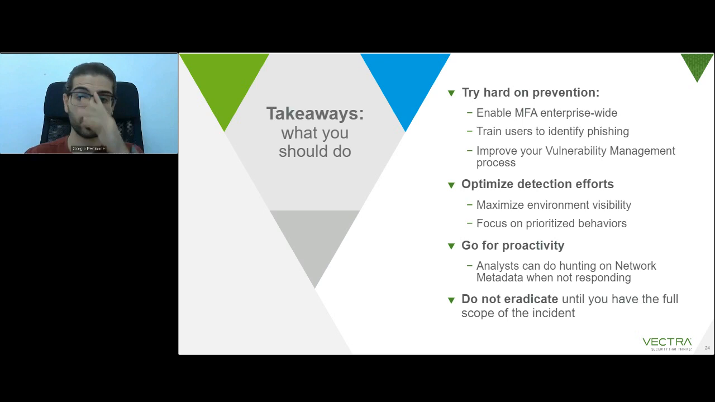And finally, scoping is huge. Scoping is important. So before you think about containing, before you think about eradication, be sure enough that all of the compromised hosts were identified. Don't go too quickly to start that final process, because it can basically make you start from scratch if the attackers are still there in your environment.